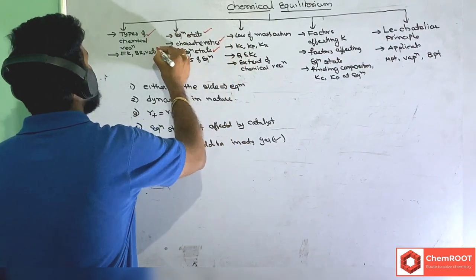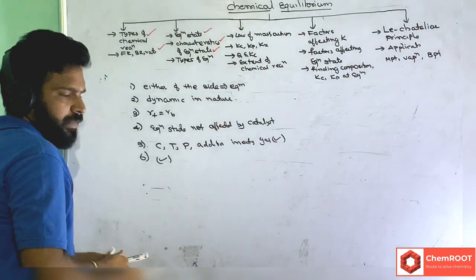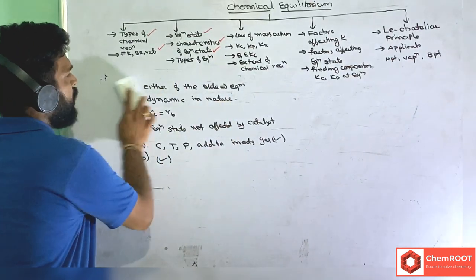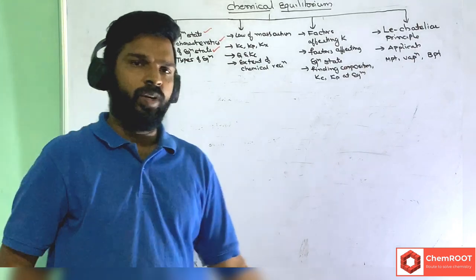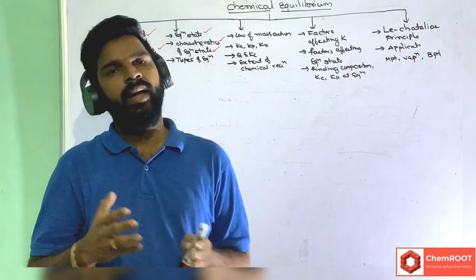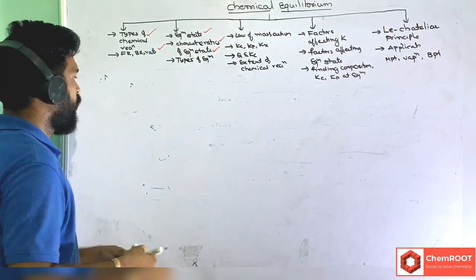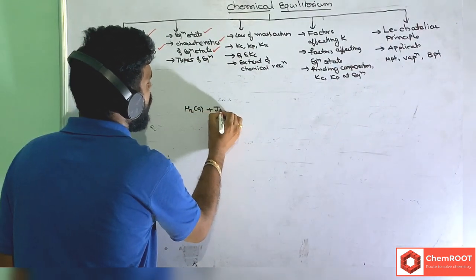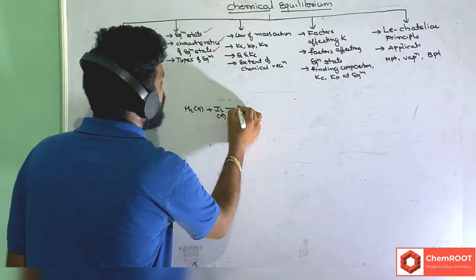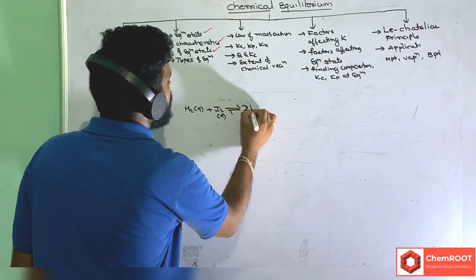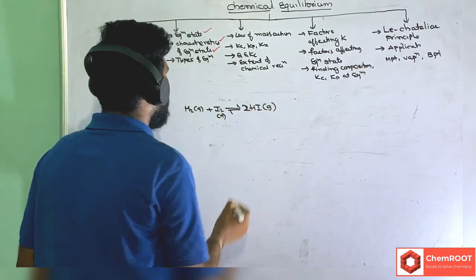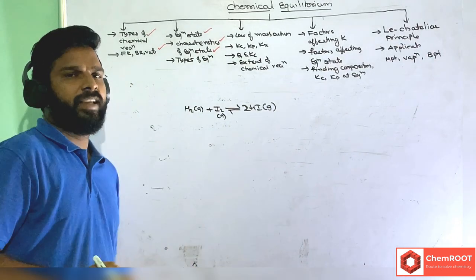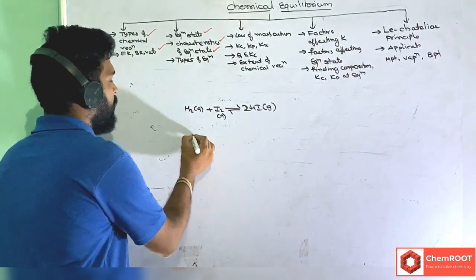So what are the types of equilibrium? Generally two types: homogeneous equilibrium and heterogeneous equilibrium. For example, in the homogeneous case, H2 gas plus I2 gas gives 2HI gas. In this case, all the reactants and products are in the same phase, so it is a homogeneous equilibrium.